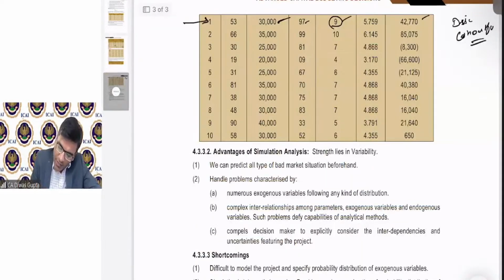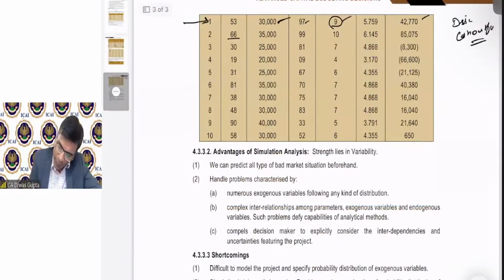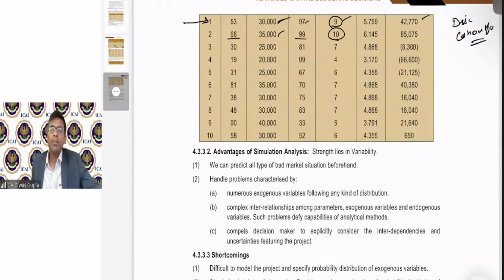So the second simulation, 66, how has it come? The next random number, 66. On that 66, this comes in the 35,000 bracket here. So 35,000 is the cash flow. Then the next random number is 99. 99 for time comes here, which is 10 years. So in the next simulation, the project life is 10 years. Hence the NPV is there. Okay, students. Likewise, for the 10th, they have done the same.